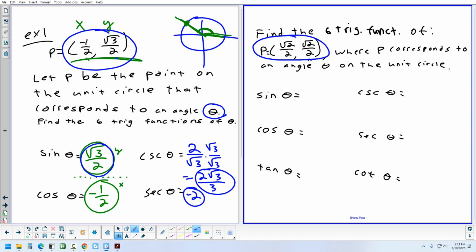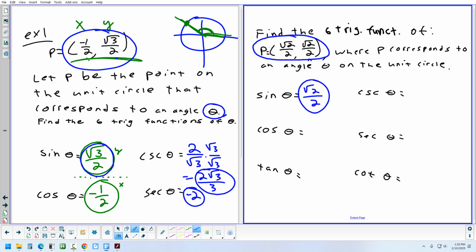Okay, so let's start with sine. Brett, what's my formula for sine? Okay, did you write it down? No. Kayla, can you help him out? What's the formula for sine? Sine is y. What's my y value in this case, Brett? Square root of 2 over 2. Right. It's the second one. Even though they're the same, if you switch them this time, you get lucky because they're the same. But you should know y is the second one.